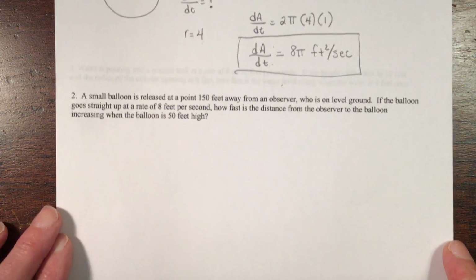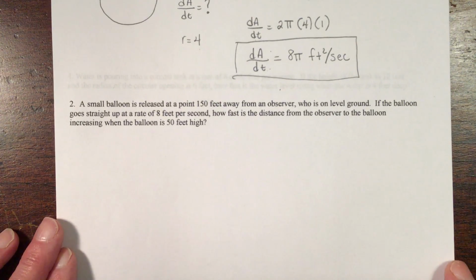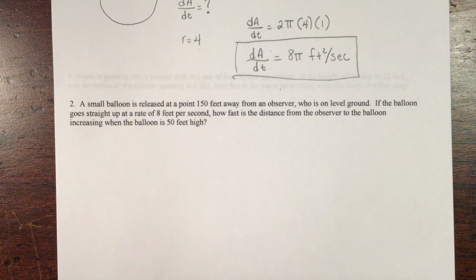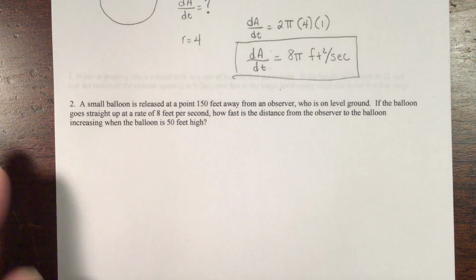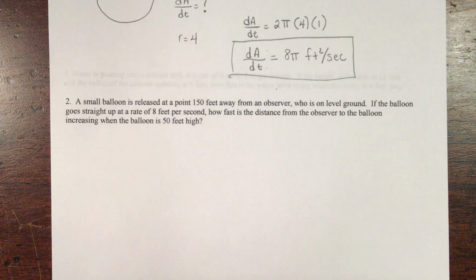Moving on to example 2. Example 2 is hopefully similar to the things we did yesterday, and just a good refresher. So we have a small balloon released at a point 150 feet away from an observer who is on level ground. If the balloon goes straight up at a rate of 8 feet per second, how fast is the distance from the observer to the balloon increasing when the balloon is 50 feet high?